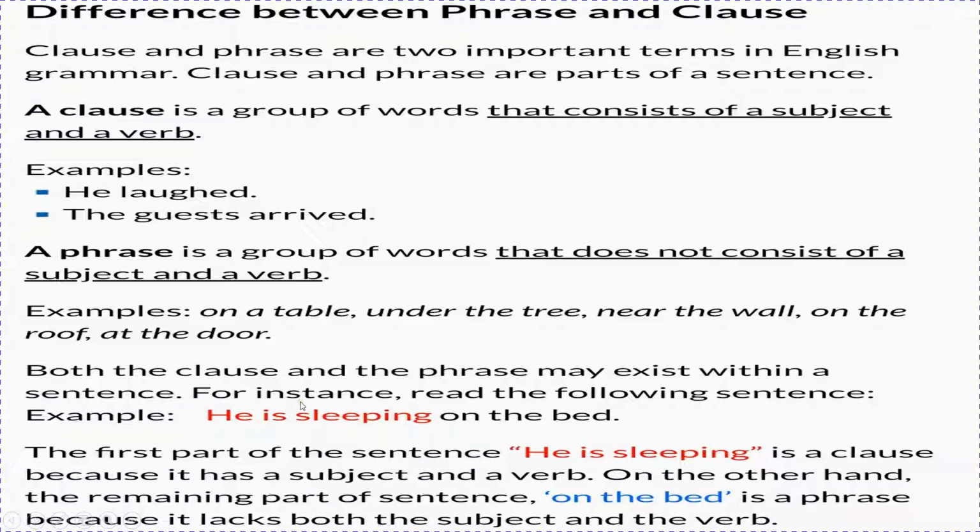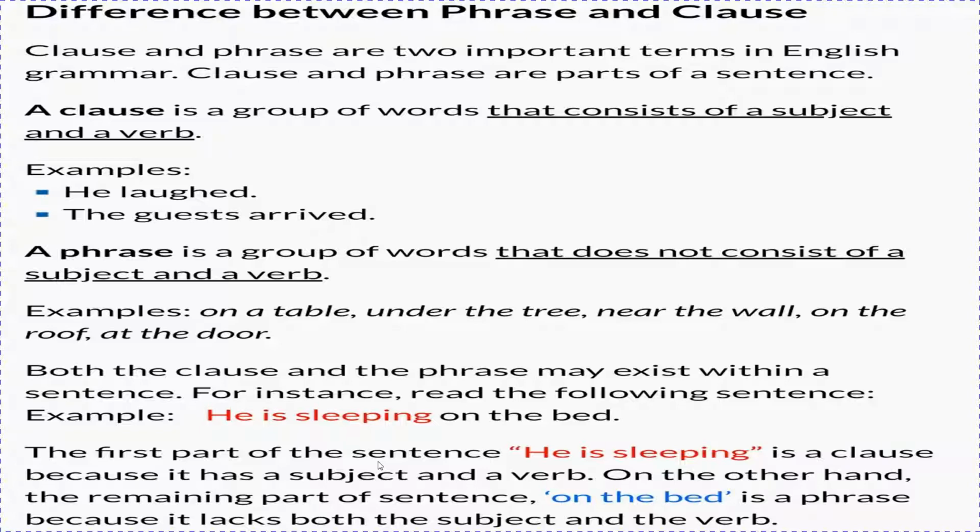So children, you will see here that "he is sleeping" is in red color and "on the bed" is in black color. Why is it written like this? The first part of the sentence, "he is sleeping," is a clause. Why? Because it has a subject and a verb. On the other hand, the remaining part of the sentence, "on the bed," is a phrase. Why? Because it lacks both the subject and the verb. So from here you might have understood the difference between a phrase and a clause.